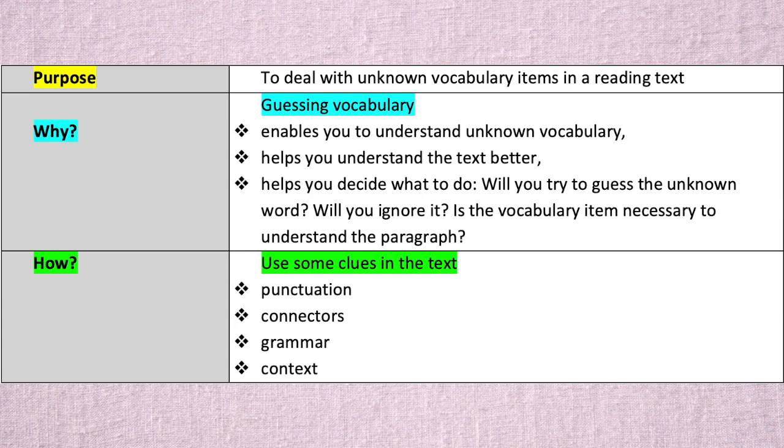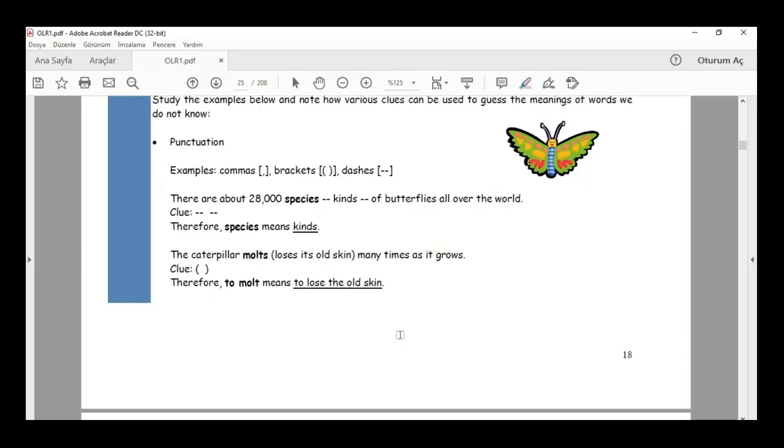In every text, there are various clues which give you the meanings of the unknown words, and you can use these small pieces of information to make good guesses. Let's take a look at these clues. Sometimes texts help you. For example, they can give the meanings of the words in commas, between two commas actually, between brackets or parentheses, and between two dashes.